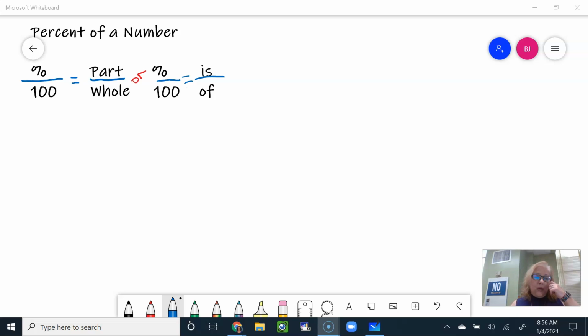But today we're going to start a new section, and we're going to talk about percent of a number. We kind of went over a little bit of this at the end of last quarter, but we're going to delve in deeper into that today and throughout this week. You will have a quiz on this on Friday, so make sure that you're paying attention.